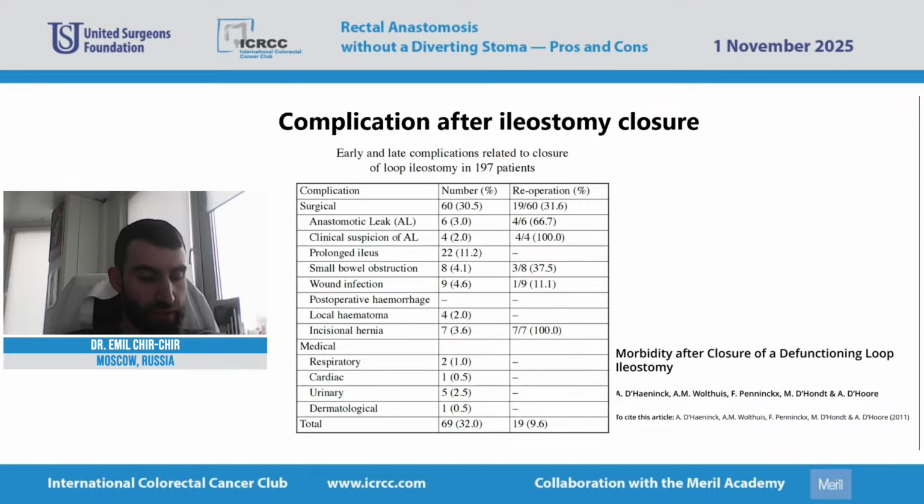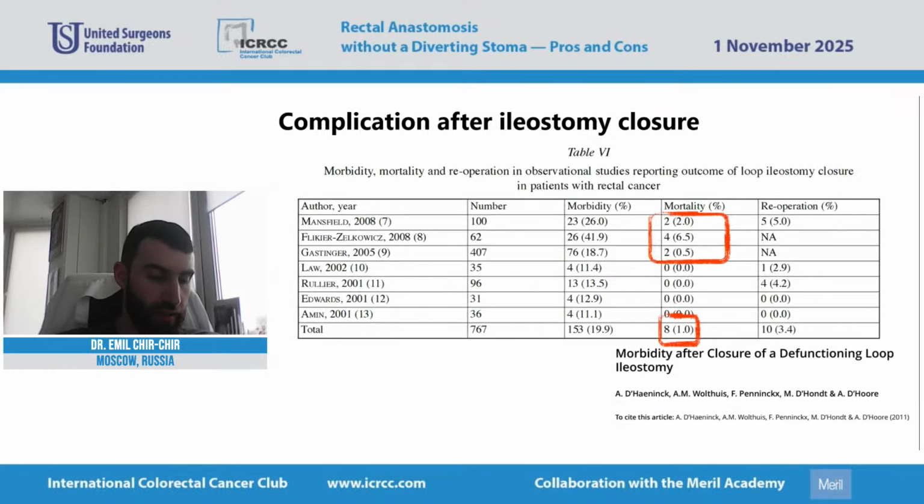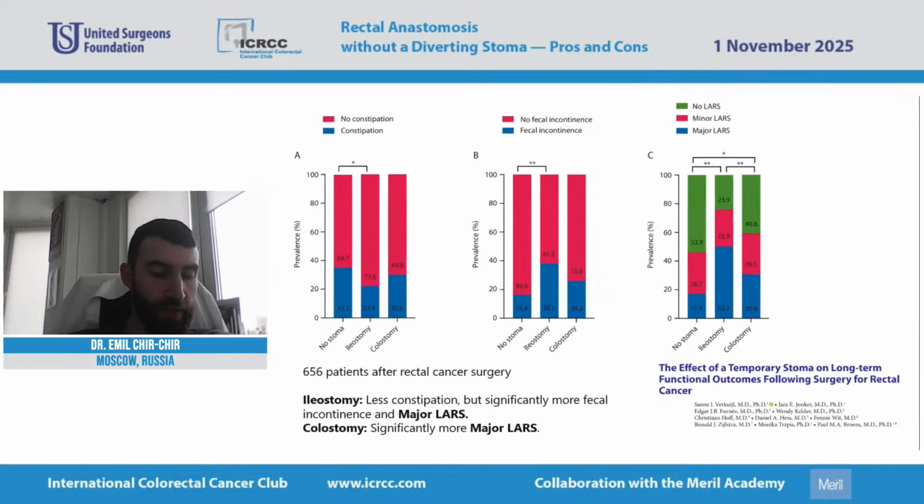It's also important to remember that complications from stoma formation include those that occur after the closure of these stomas, as shown in the study by our colleagues from Belgium. The average mortality rate after stoma closure is about 1%. Furthermore, there is data that may indicate worse long-term functional outcomes in patients with temporary stomas.